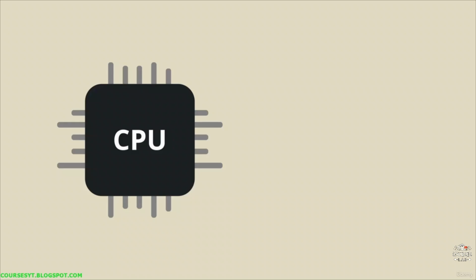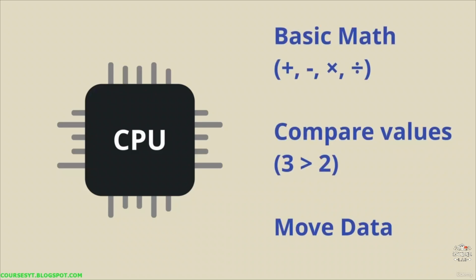Now, although I said that the CPU takes care of very complex tasks, in reality, it can only do some very basic operations. For example, it can do basic math like sums, divisions, multiplications, subtractions. It can also compare some values, like tell you if a number is bigger than another one, and it can also move some data around, like changing the values within some boxes.